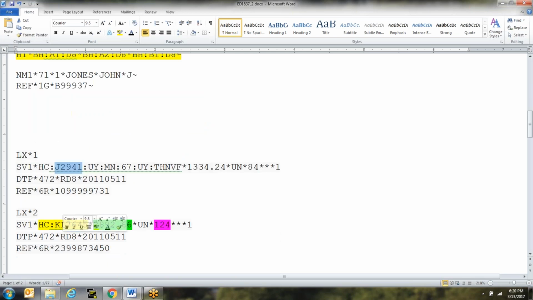These are the treatments. What does this mean? J2941. It could be anesthesia, it could be chemotherapy, it could be anything. You don't know, I don't know. How do you find out then? You have to refer to the ICD code list.